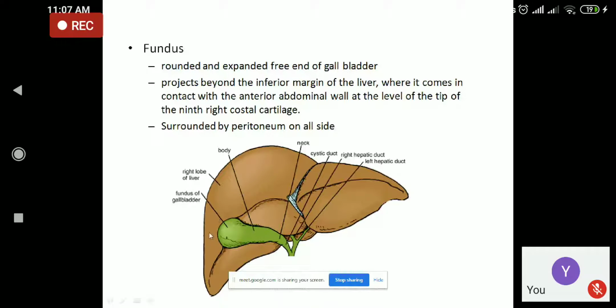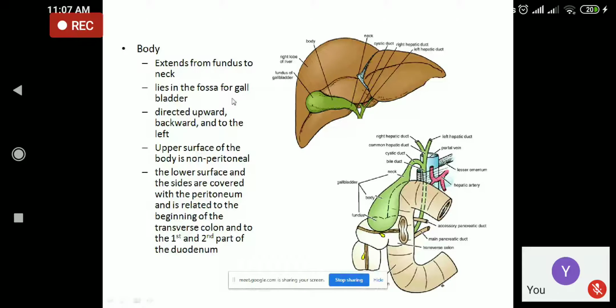Okay. So we'll talk about the body. It extends from the fundus to the neck. It lies in the fossa for the gallbladder and is directed upward to the left. The upper surface is non-peritoneal, whereas the lower surface and the sides are covered with peritoneum and related with the transverse colon and the first and second part of the duodenum. So you have to remember that the first and second part of the duodenum and the transverse colon come into relation.